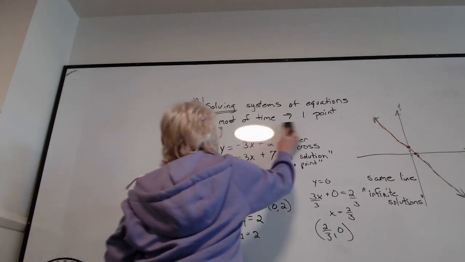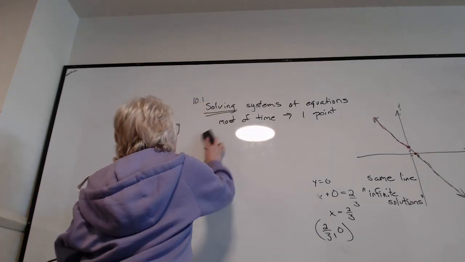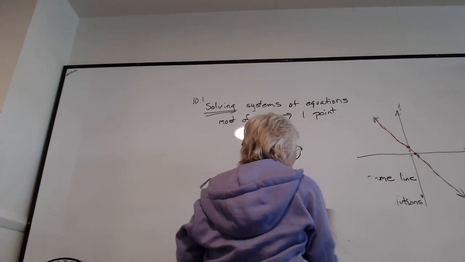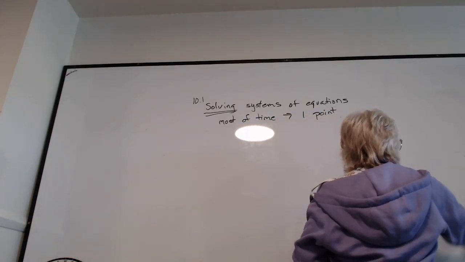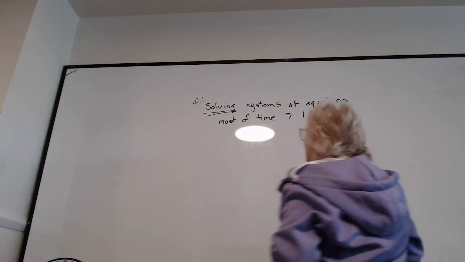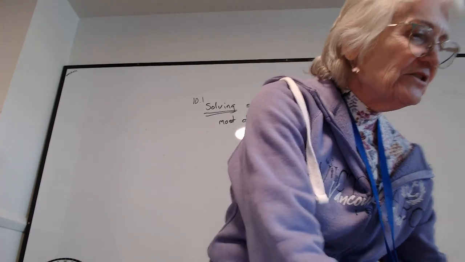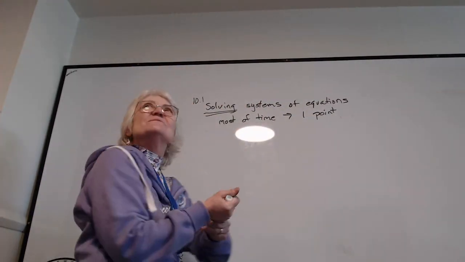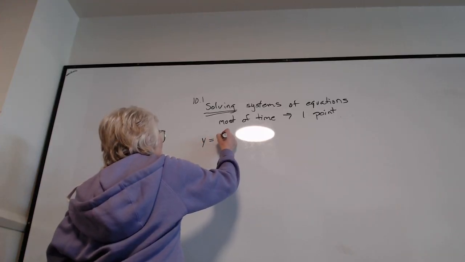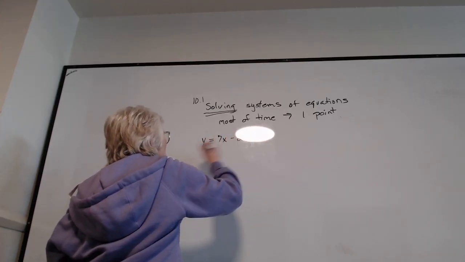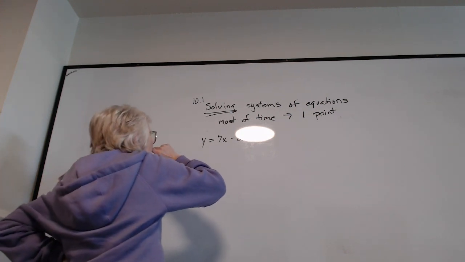So let's just go back. My problem with doing some of these is that my scale drawing of a graph is not good up here. But it works. We'll try it. I'll give you another equation: y equals 7x minus 2. And I have to think of the point where they cross.